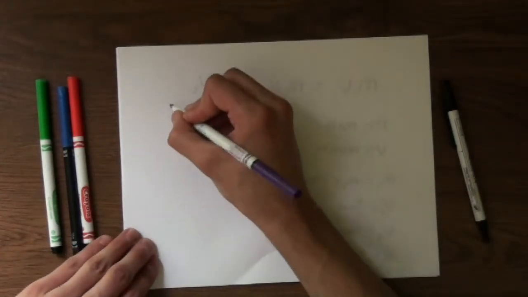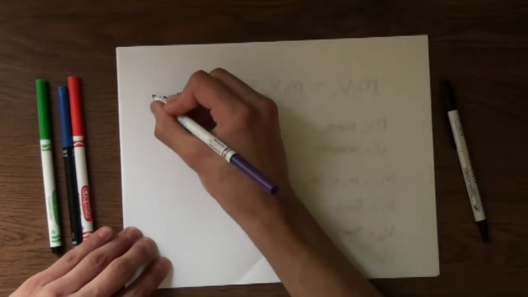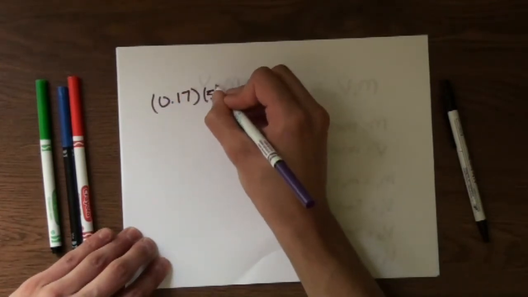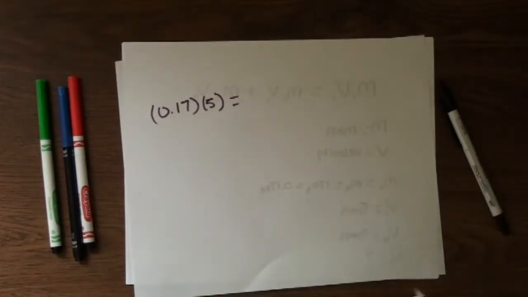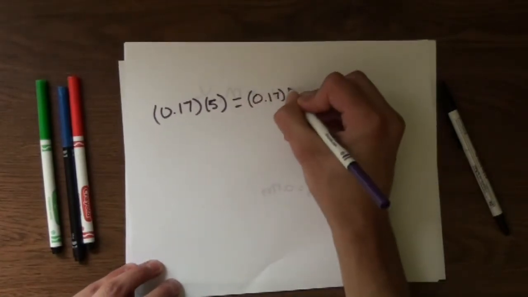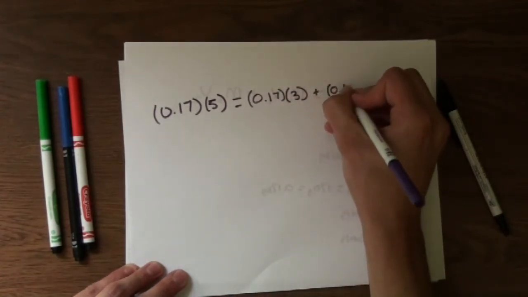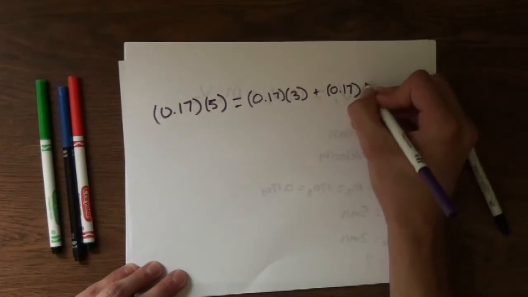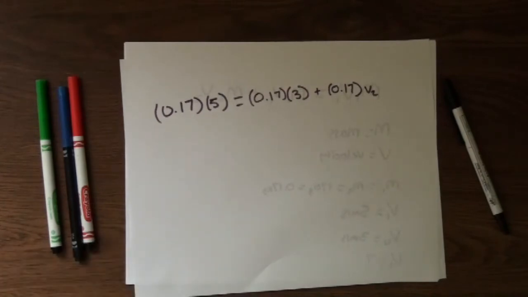So, to plug this in, all we have to do is put 0.17 kilograms traveling at 5 meters per second, that's going to be equal to 0.17 kilograms times 3 meters per second, which is the cue ball, plus 0.17 kilograms times something, V2. Now, all we have to do to solve this is find V2.